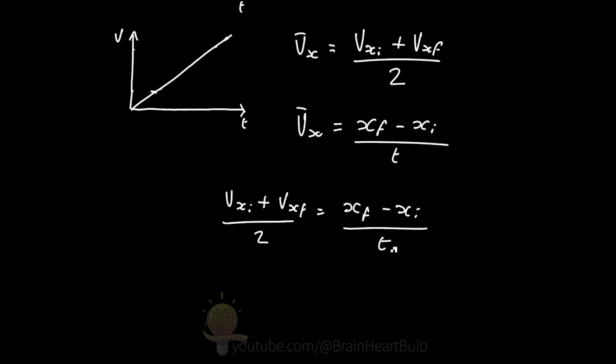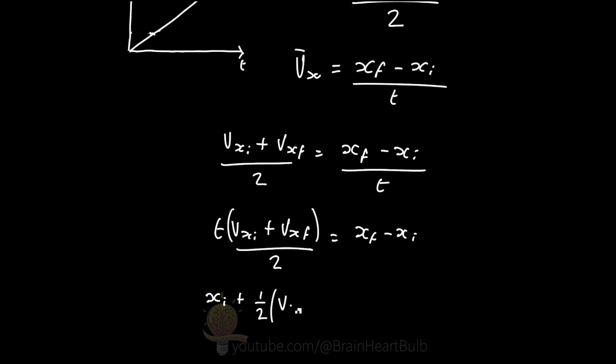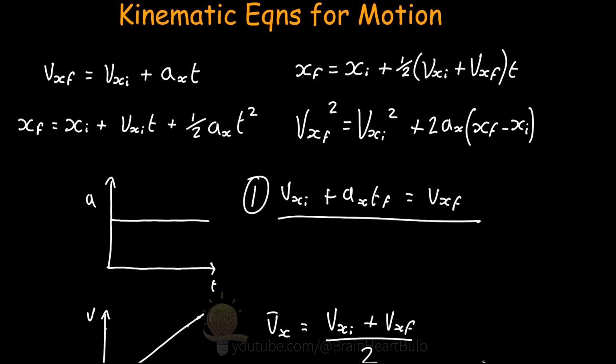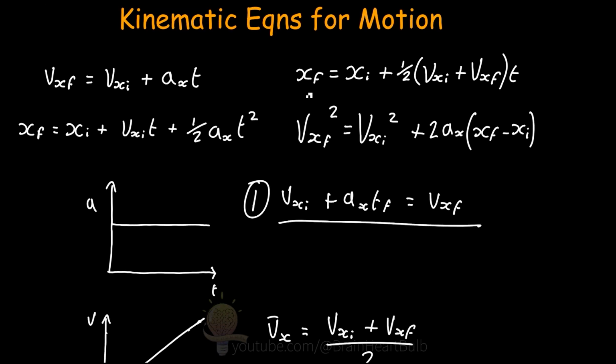So I'm going to multiply both sides of the equation by t. And then I'm going to add the initial position to both sides of the equation. So I've rearranged some of the terms here so that it looks very similar to the equation above, which is this equation here. So that's our second equation.